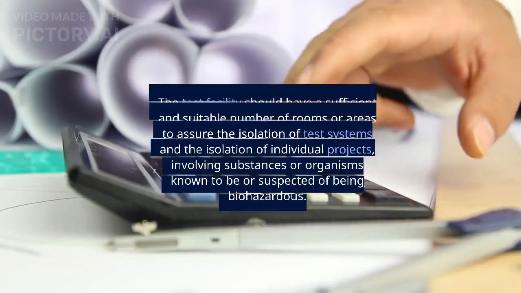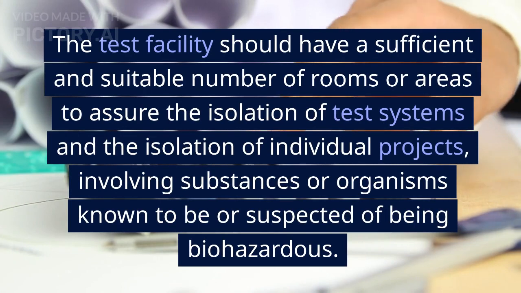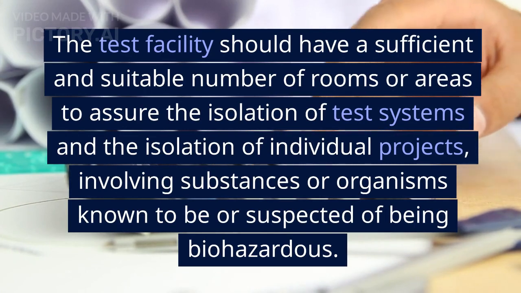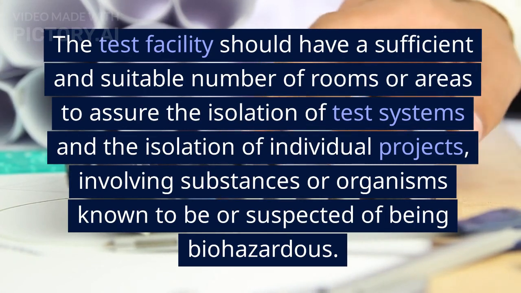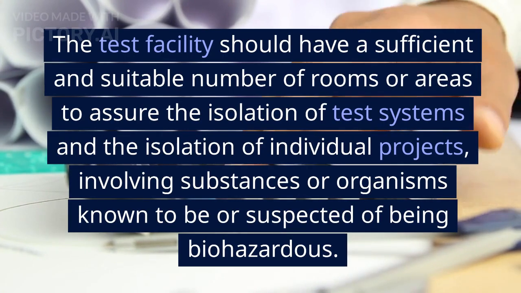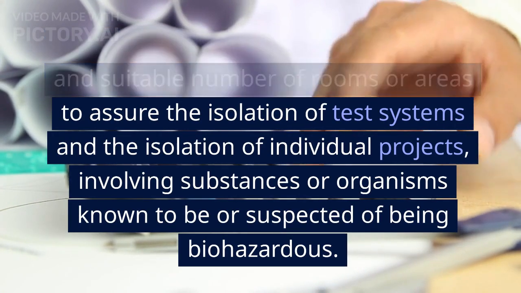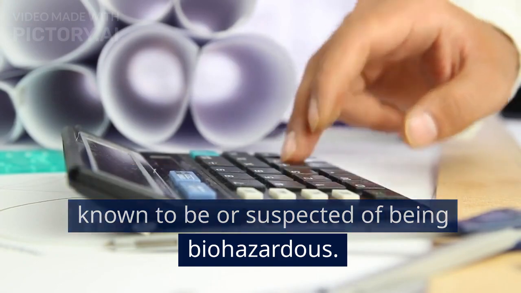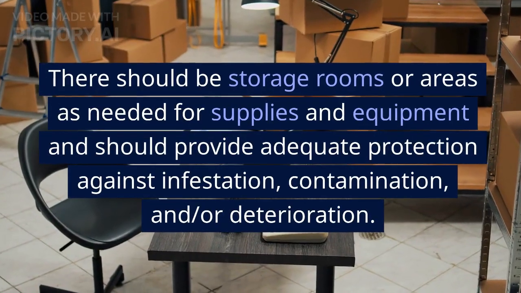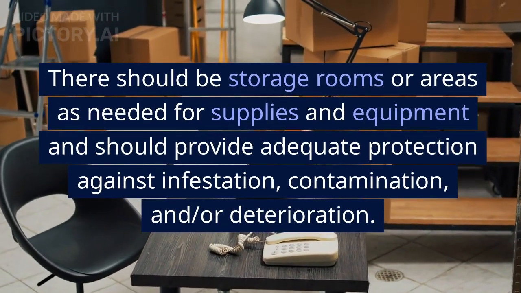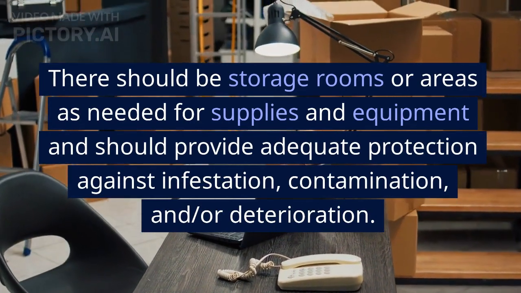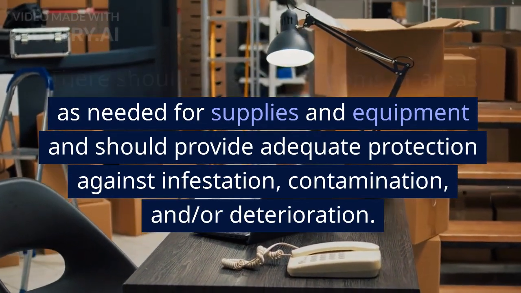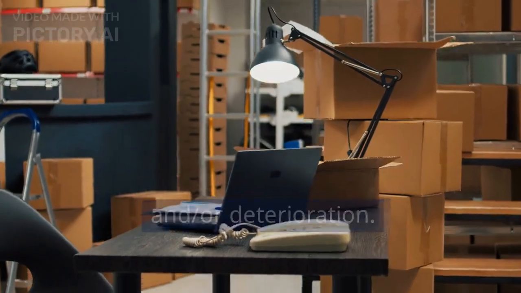The test facility should have a sufficient and suitable number of rooms or areas to assure the isolation of test systems and the isolation of individual projects, involving substances or organisms known to be or suspected of being biohazardous. There should be storage rooms or areas as needed for supplies and equipment and should provide adequate protection against infestation, contamination, and/or deterioration.